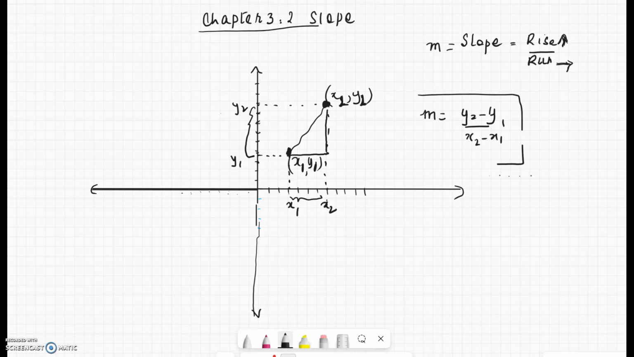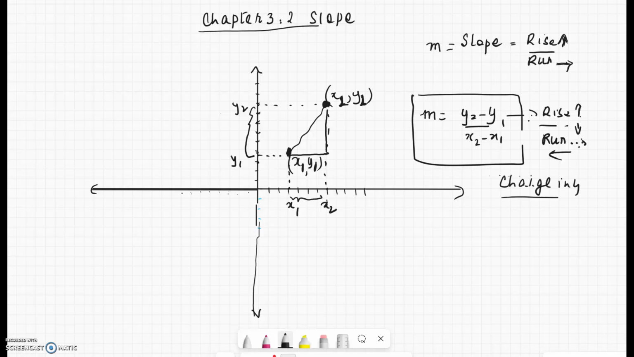And make sure you memorize this formula. It's rise over run. Rise is either up or down. Run is either to the right or to the left in the x direction. So rise over run, it's the change in y over the change in x. And that's the equation of the slope.